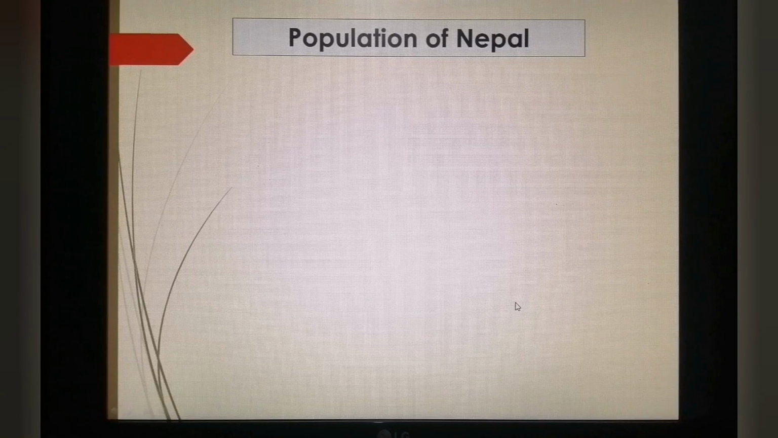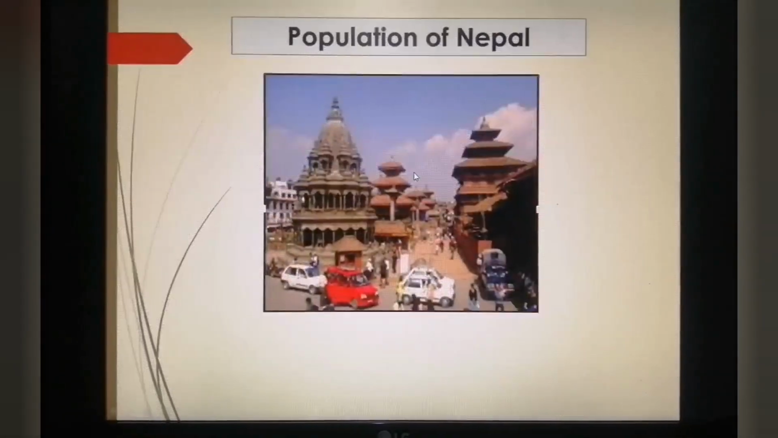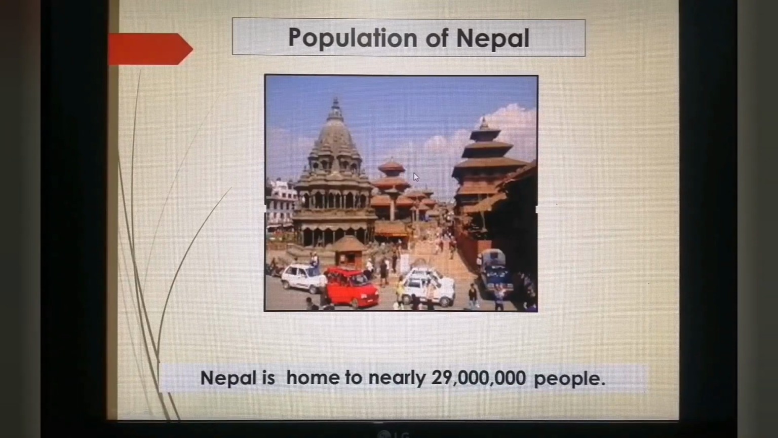Students, now we will know about the demographic feature of Nepal. Demographic means regarding population. So we will learn something about the population of Nepal. Nepal is home to nearly 2 crore 90 lakh people. I am repeating the information: there are 2 crore and 90 lakh people in Nepal.